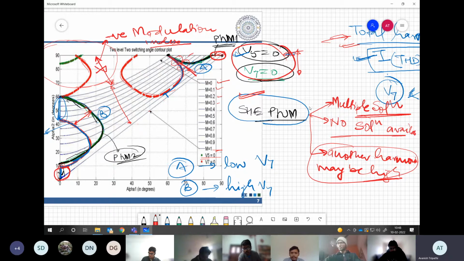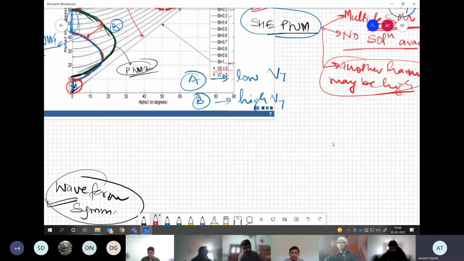So what they say is, okay, I will not eliminate these harmonics. What I will do is try to have, let's say, the sum of a few harmonics going to a minimum value, not zero value.